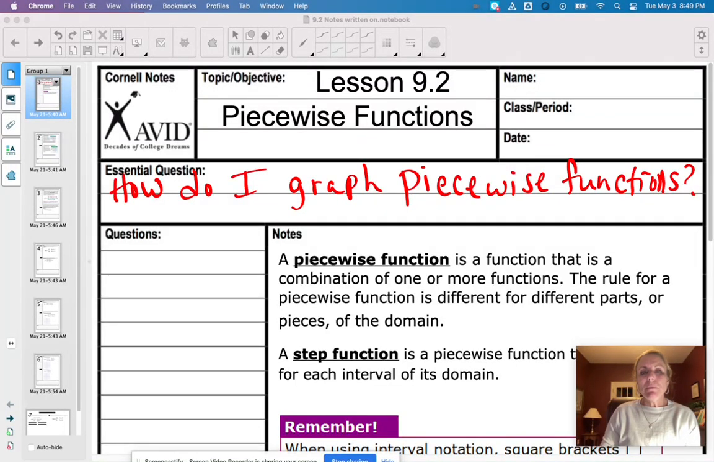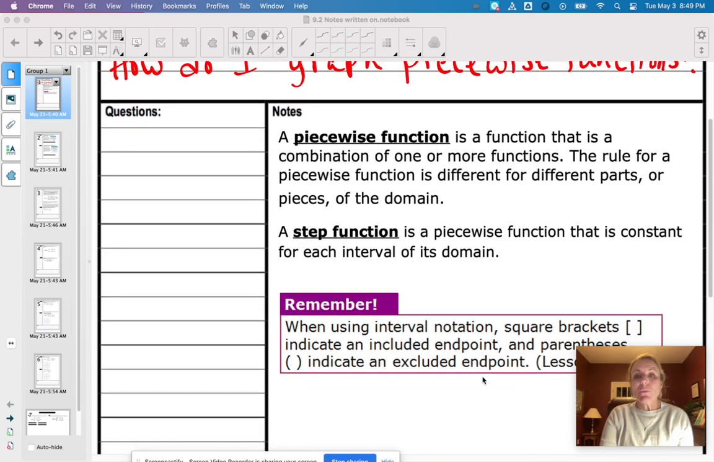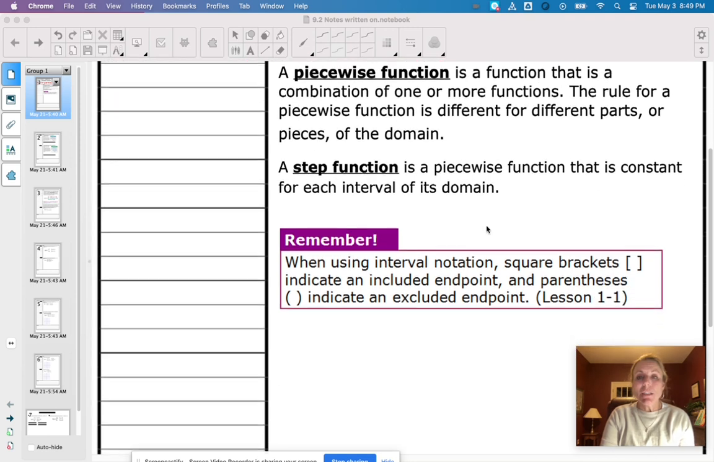Section 9.2, Piecewise Functions. How do I graph piecewise functions? A piecewise function is a function that is a combination of one or more functions. The rule for a piecewise function is different for different parts or pieces of the domain. A step function is a piecewise function that is constant for each interval of its domain.